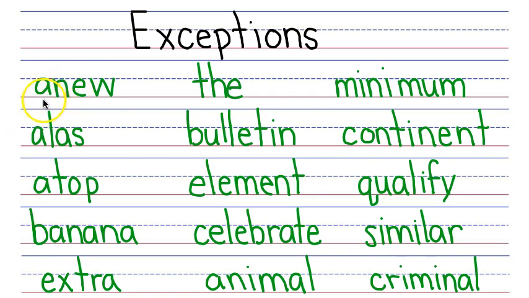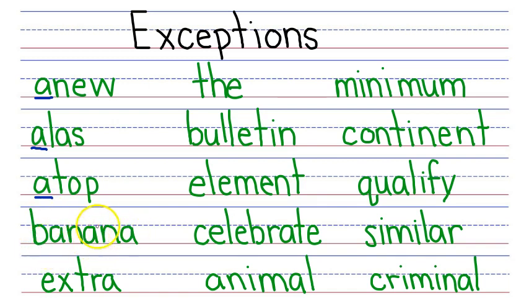Anew is a two-syllable word. First syllable, a, which is an open syllable because it ends with a single vowel letter. Alas. First syllable, a, is an open syllable because it ends with a single vowel letter. Next word, atop. The first syllable, a, is an open syllable because it ends with a single vowel letter.